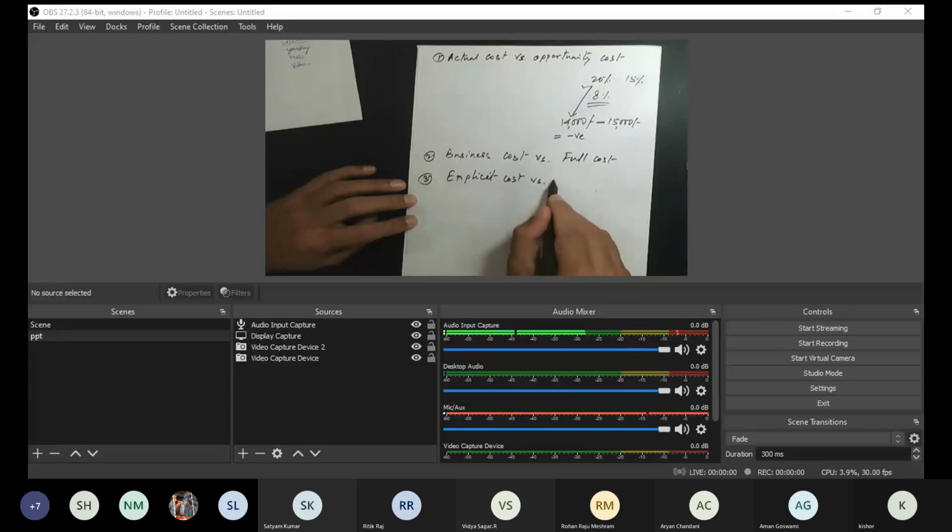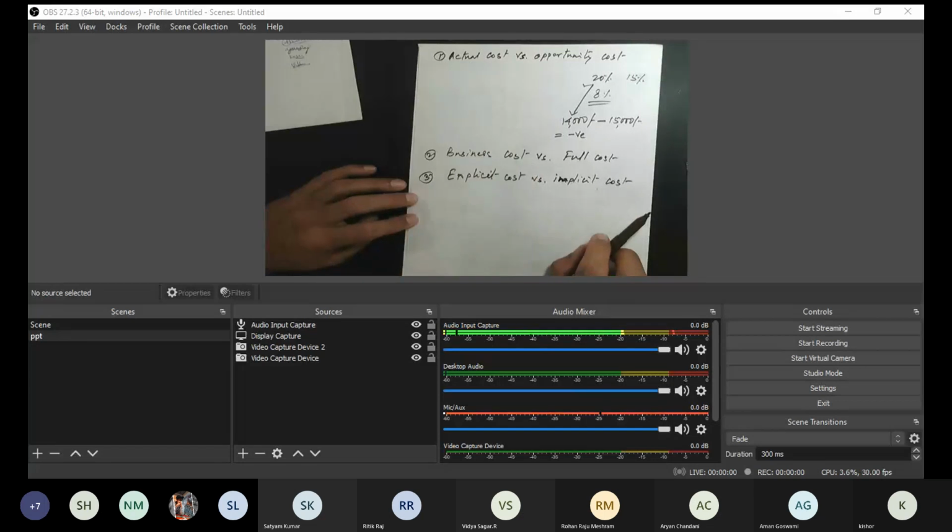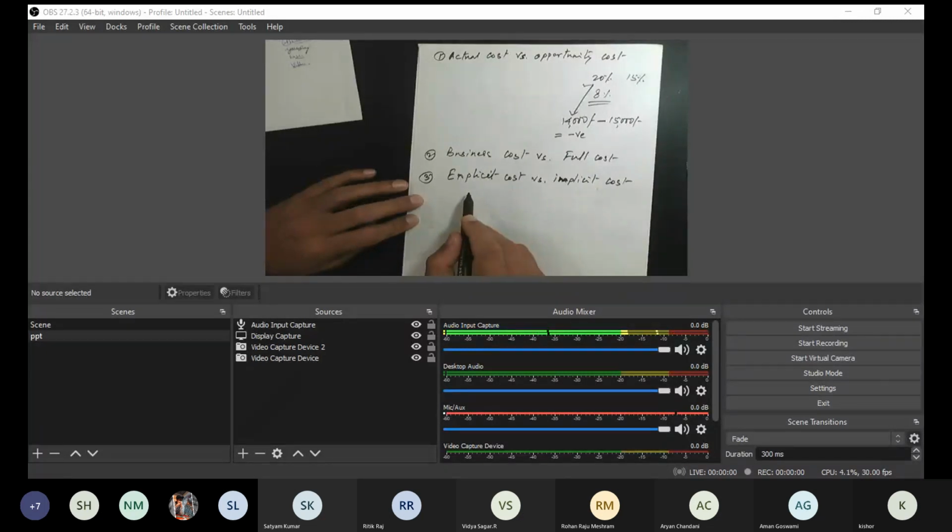Explicit cost versus implicit cost. Explicit costs are those costs which are incurred in your business. These appear in your books of account, just like business cost and actual cost. Explicit costs are those incurred in your business and appearing in your books of account, like cost on raw material, cost on fixed input, cost on labor, cost on capital, cost on electricity, whatever it is.